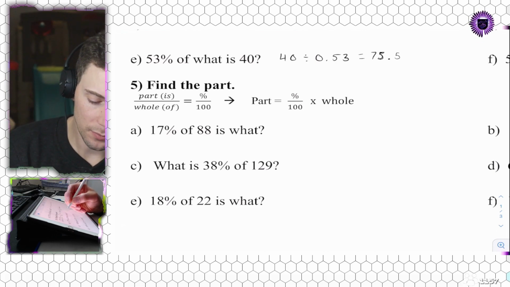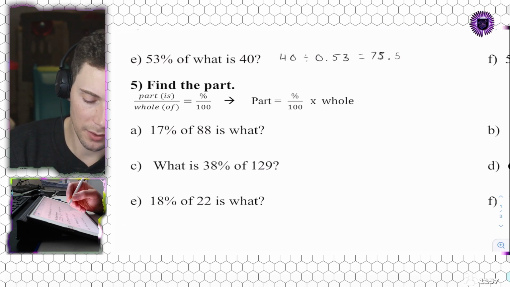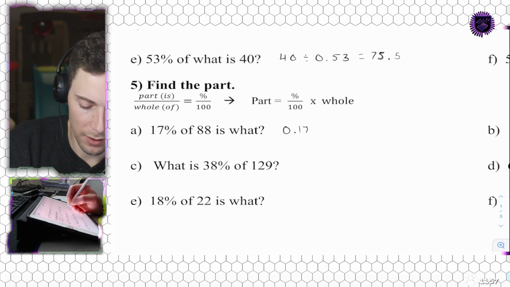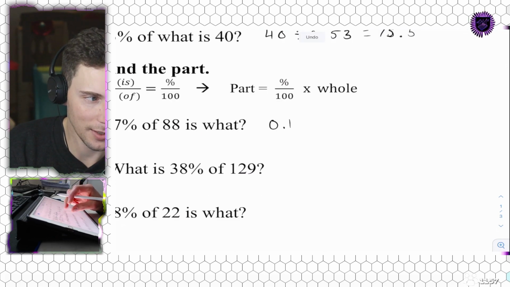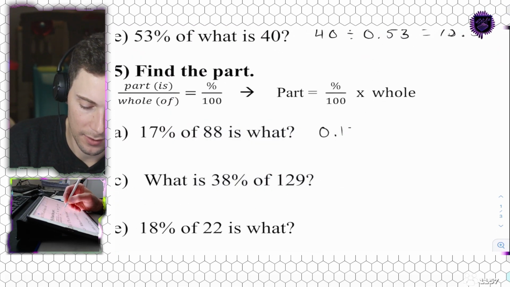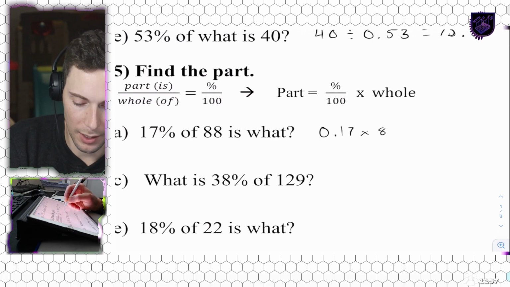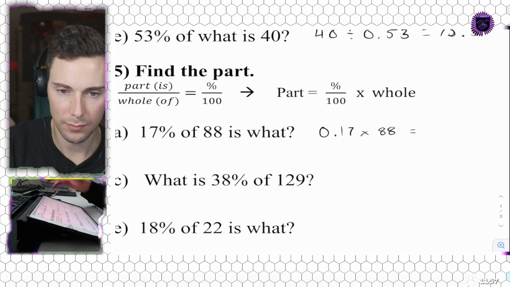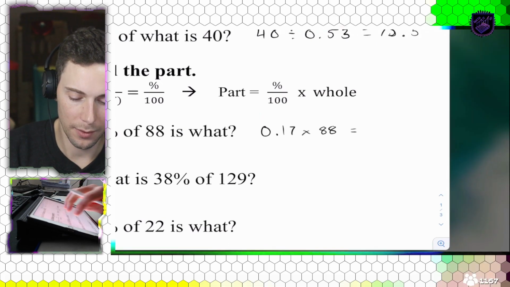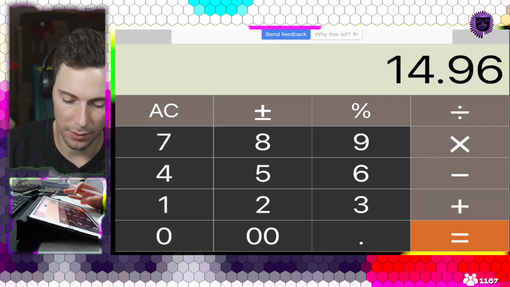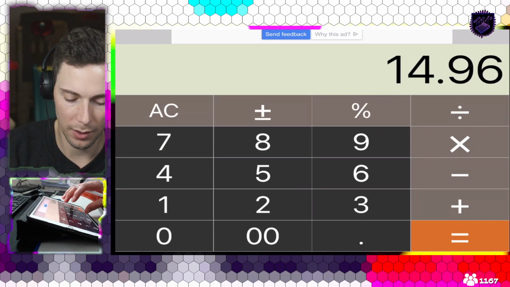It doesn't really matter what order we go in. 0.17 multiplied by 88 is going to equal, 0.17 times 88 equals 14.96.